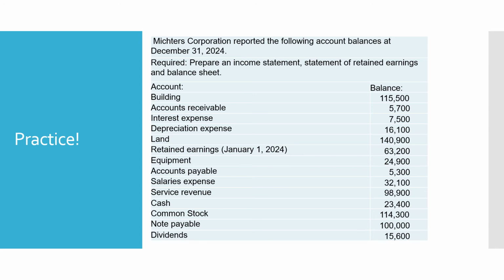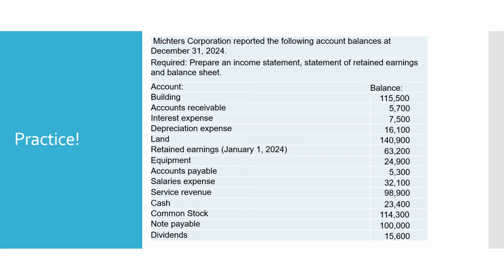Cash is an asset. It is going to be reported on your balance sheet. And typically, cash is the first asset listed in the assets section on the balance sheet. Common stock is an equity account that's going to be reported in the stockholders' equity section on your balance sheet. Note payable is a liability account that's going to be reported on your balance sheet. And the dividends account here is going to be reported only on your statement of retained earnings.